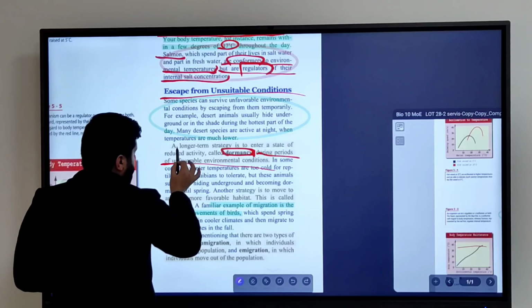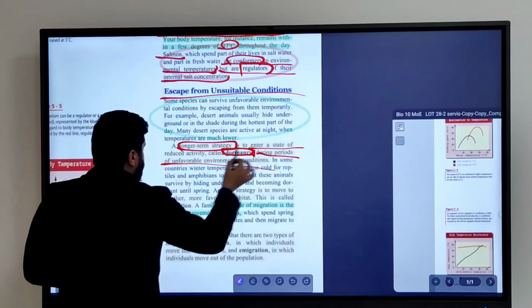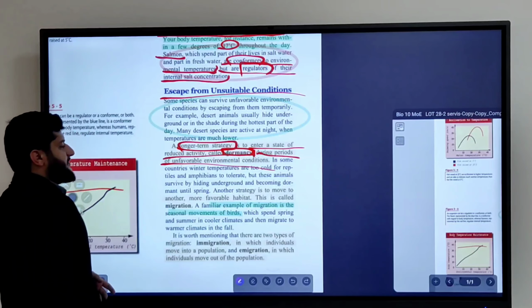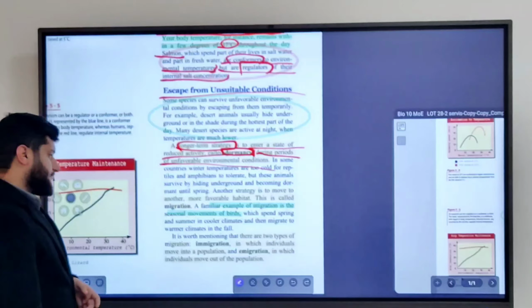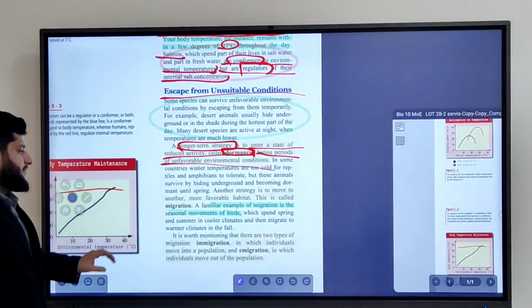So dormancy is a long-term strategy. The organism enters a state of reduced activity called dormancy. When does it happen? During periods of unfavorable environmental conditions.